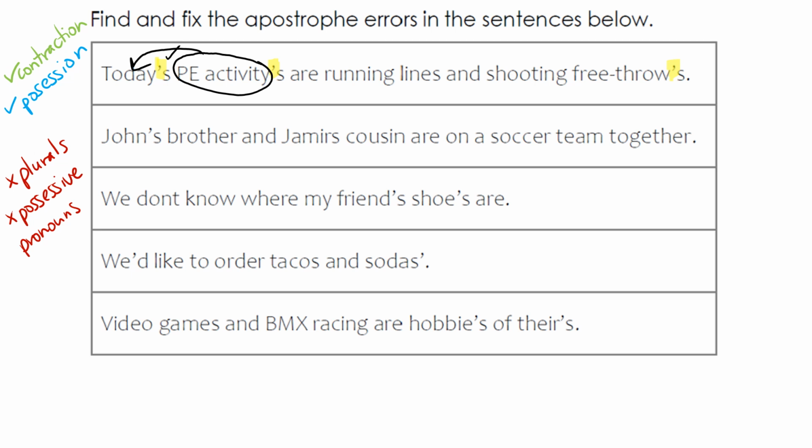All right, let's look at our next one. Today's PE activities. Am I making a contraction? Am I trying to say activity is? Today's PE activity is are. No, that doesn't make sense. It's not a contraction. Does anything belong with the activity? Today's PE activities are. Nope, there's a verb. I think they're just trying to tell us there are multiple activities. And in that case, that would be plurals. So we don't want an apostrophe. Instead, we want the word activities. A-C-T-I-V-I-T-I-E-S.